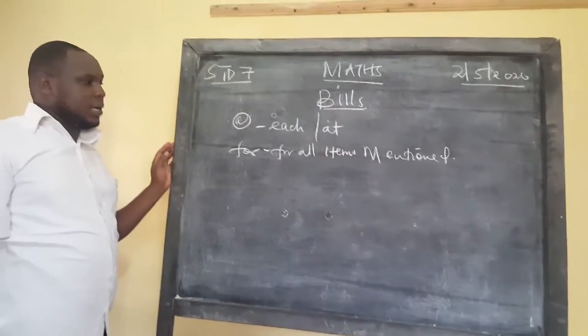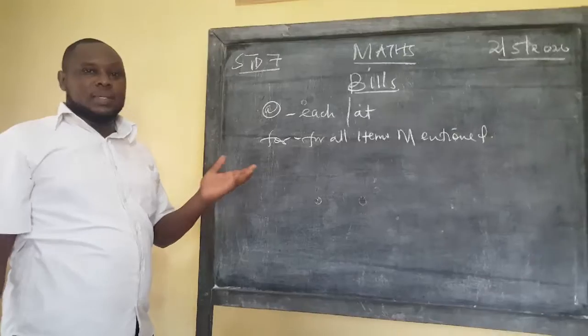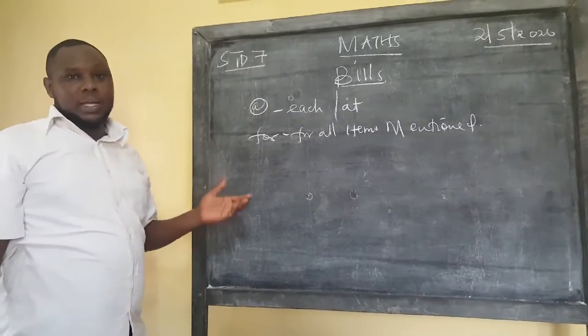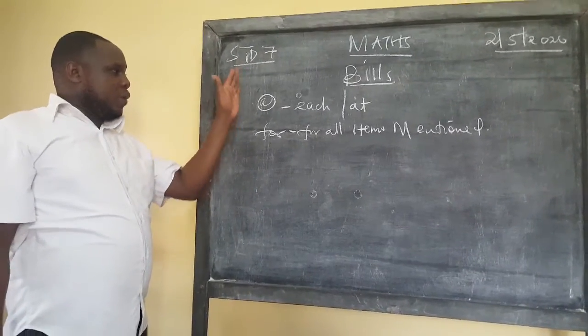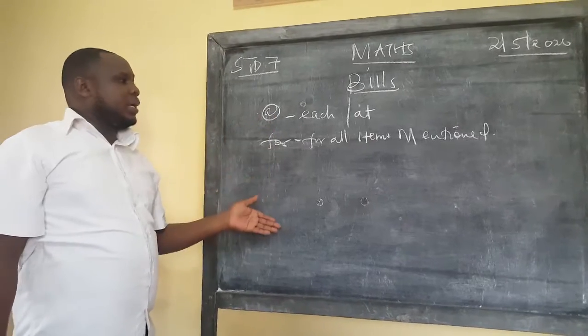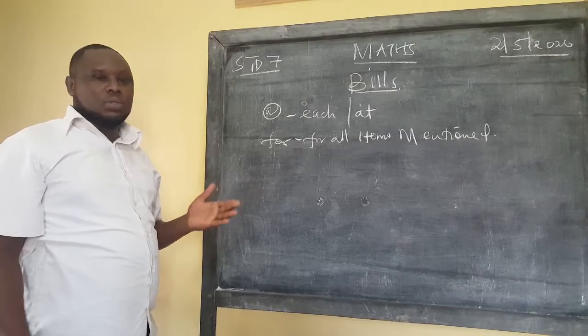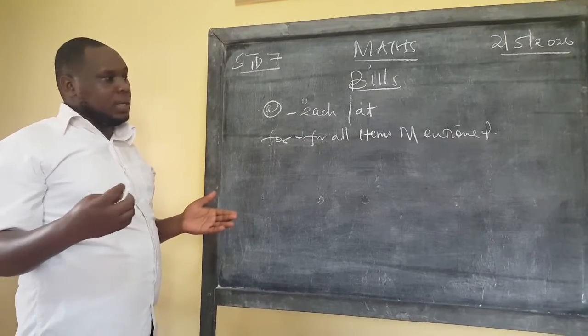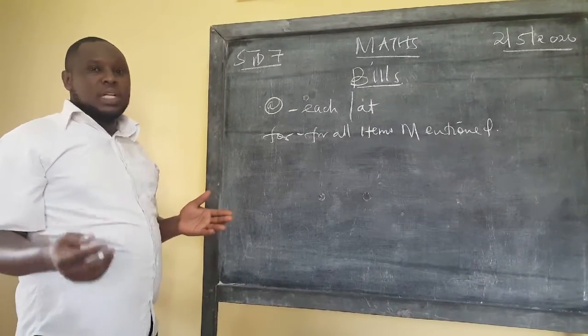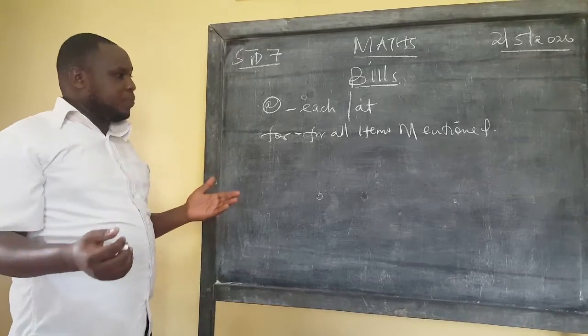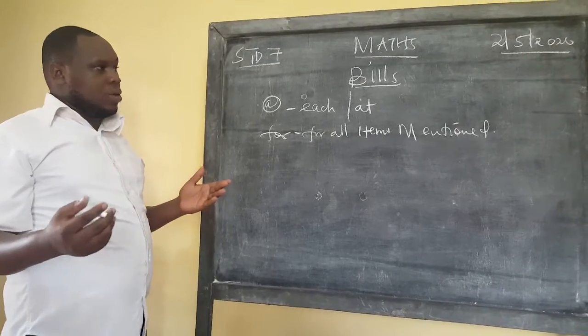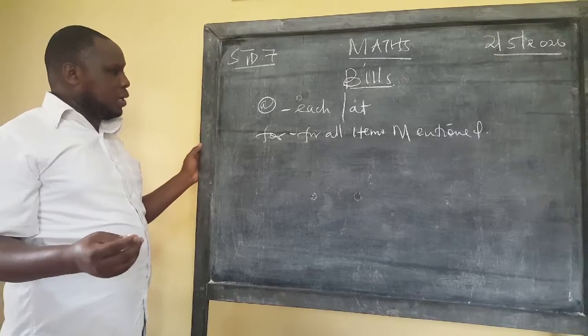Now, what is a bill? A bill is a list of items that you want to buy. Then we have particulars, what you want to buy. Then the cost of the items in shillings and cents. Sometimes something may cost you some shillings and cents, so they are put together in what we call a normal shopping.